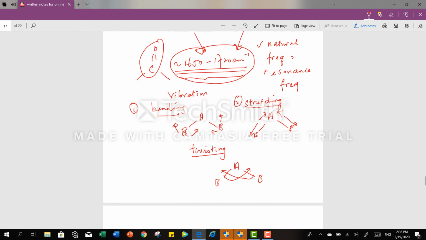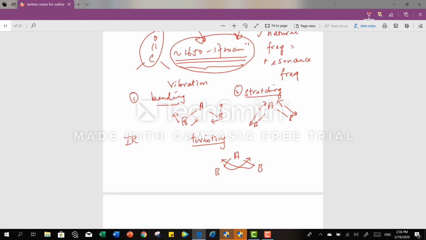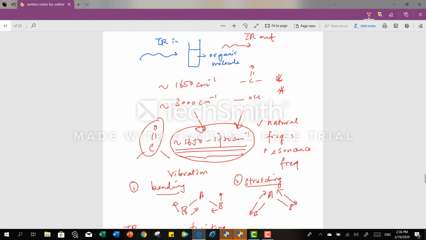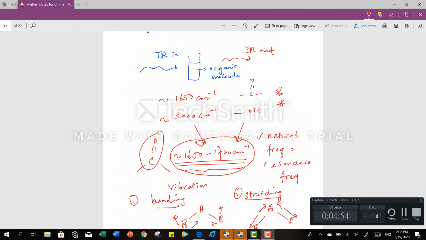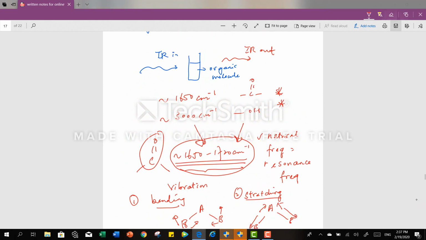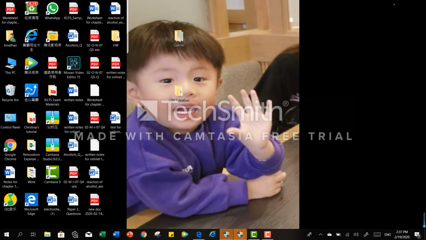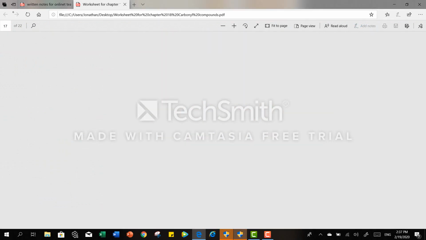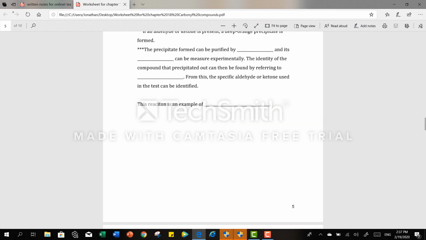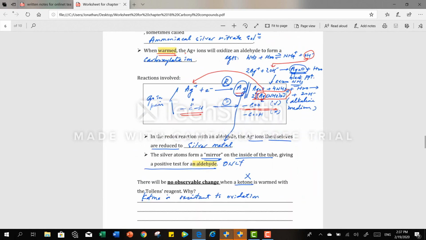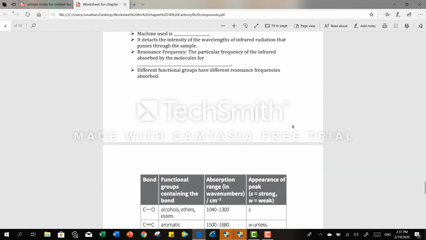Then by looking at the IR spectrum, you will know what kind of functional groups this organic molecule has. I will go through some IR spectra with you later, okay? This is the introduction. Okay, now let's go back to the lecture notes and fill in some blanks together first before we look at the IR spectrum together.